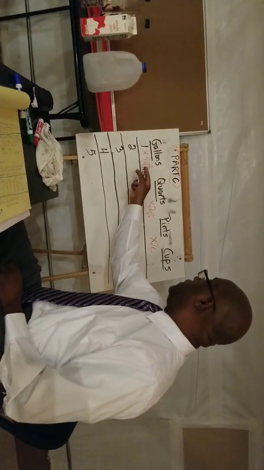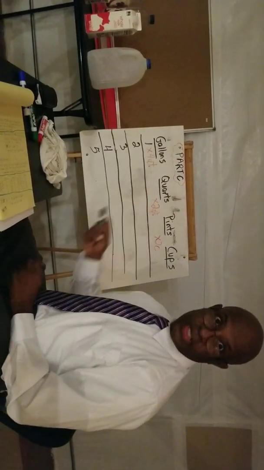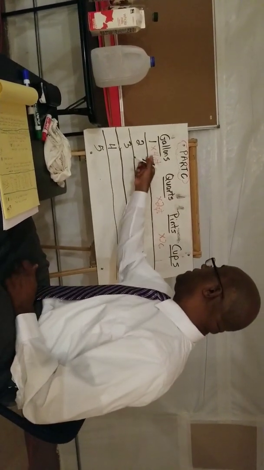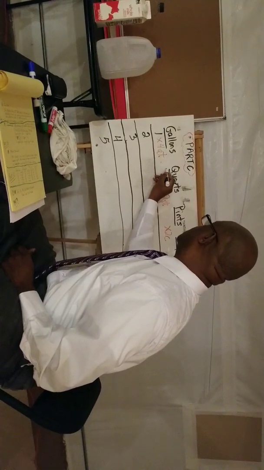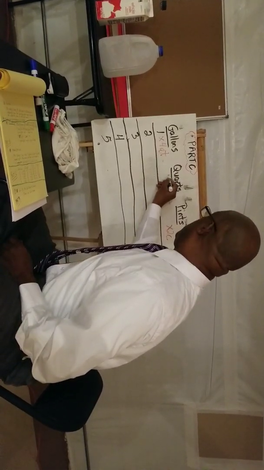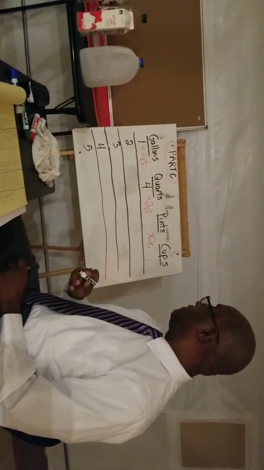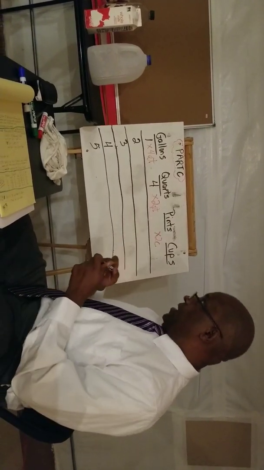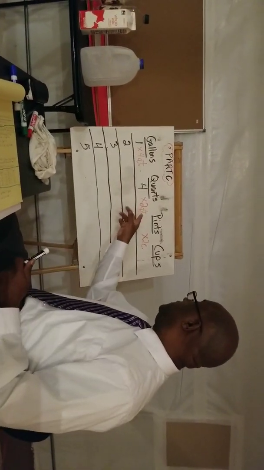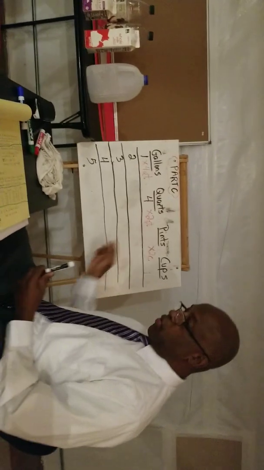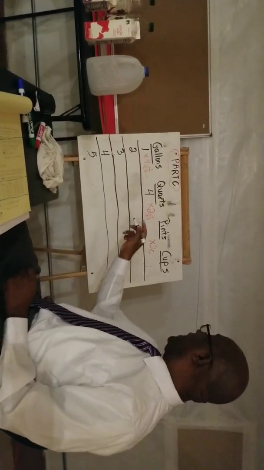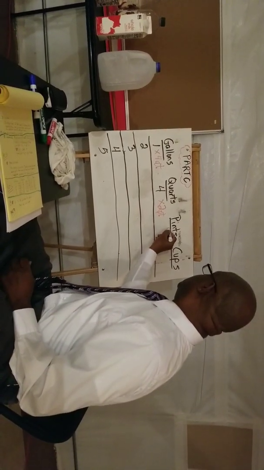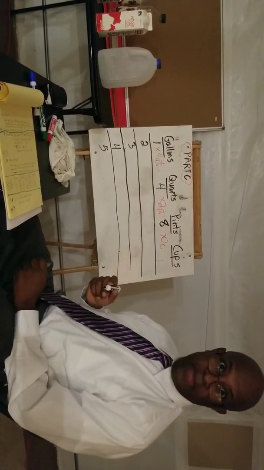So we know that there are 4 quarts in a gallon. So we will multiply 1 times 4, and that would give us the 4 quarts. Now, in our quart, remember, there are 2 pints in every quart. So we multiply 4 quarts times the 2 pints, and that would give us 8 pints.